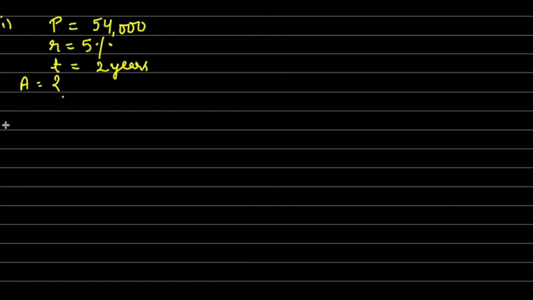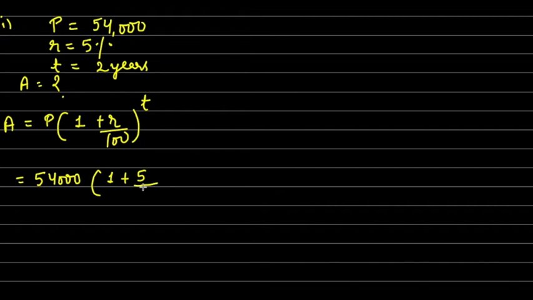In the second part, where you have to calculate the population in 2005, the principal is given as 54,000 at a rate of 5%, and the time period from 2003 to 2005 will again be 2 years. Here the principal is given and we have to calculate the amount. Amount is principal times (1 plus r upon 100) raised to the power t. Let's place the values: 54,000 times (1 plus 5 by 100) raised to the power 2.